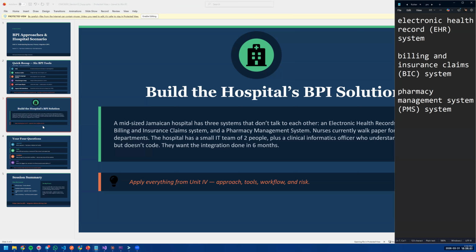Nurses will currently walk paper forms between the departments manually. The hospital has a small IT team of 2 people. They also have clinical informatics officers who understand the workflow, but they don't write code. So they know what the problem is. They just don't know how to build a solution. The hospital wants the integration to be done in 6 months.